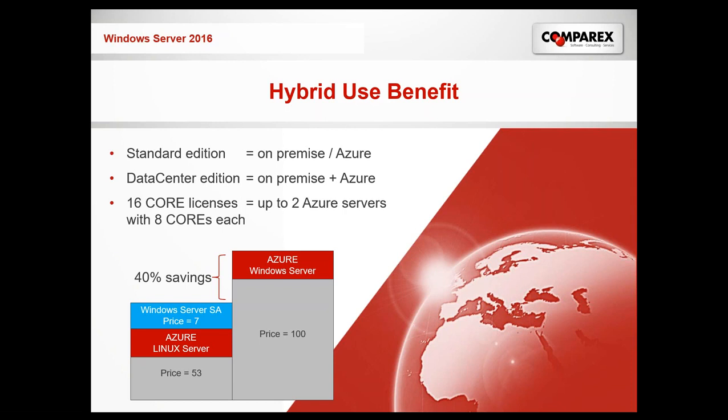Be aware that Standard and Datacenter Edition give you different rights. With Standard Edition, your license will cover either the server on-premise or the Azure server. With Datacenter Edition, on the other hand, you'll be able to run your on-premise servers as well as up to 2 Azure Windows servers with 8 cores each. So that's a pretty significant number, and you basically get double up on these licenses.